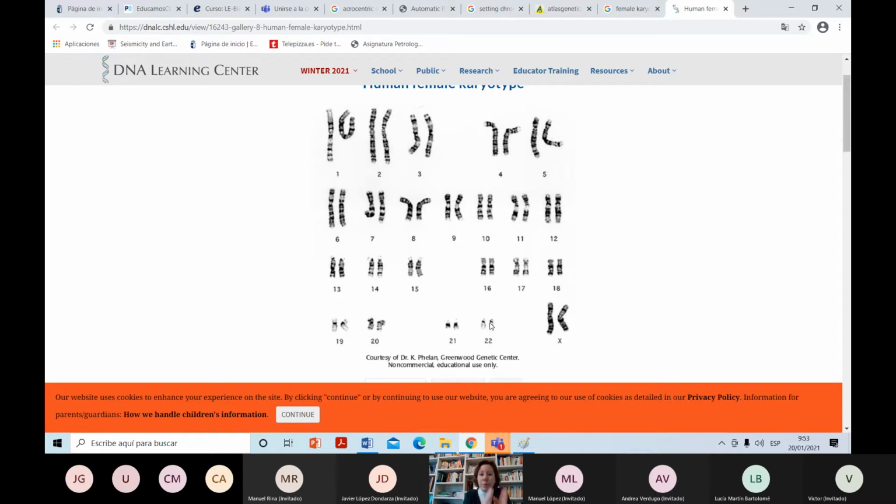But so we put them in order considering the size, but then apart from the size, the shape will also help me to make sure that I didn't make any mistake. Okay, because if I see a submetacentric, I know it's not number 3. It must be number 4, because in humans it's always this way, with this size, with this pattern, with this structure, with this distribution, is always like that.